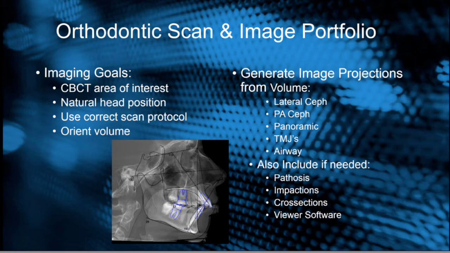Typical orthodontic records include lateral, PA, panoramic, TMJs, and airway. But based on individual cases' needs, we may also want to include any type of disease that might be affecting the patient's jaws, teeth, and airway, impactions, cross-sections, and possibly 3D viewer software.